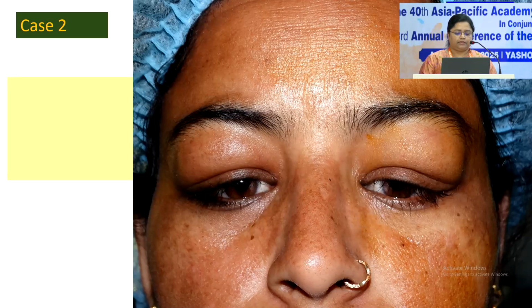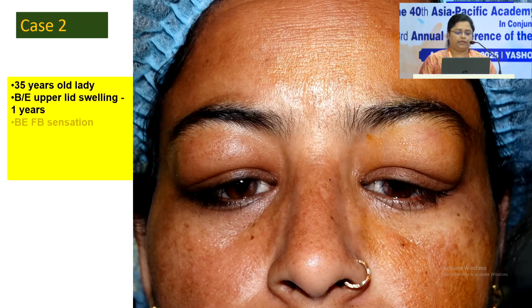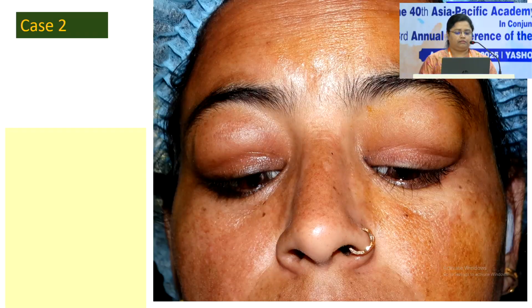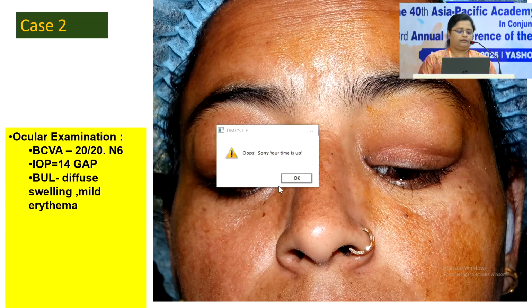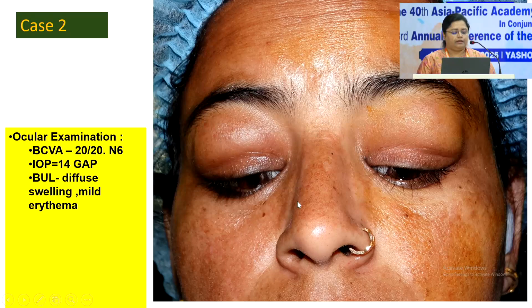This is the second case. It's a 35-year-old lady. She came with upper lid swelling in both eyes for the last 1 year. She also has some dry mouth, foreign body sensation. On ocular examination, the vision was normal, but there was in both eyes upper lid diffuse swelling and mild erythema.